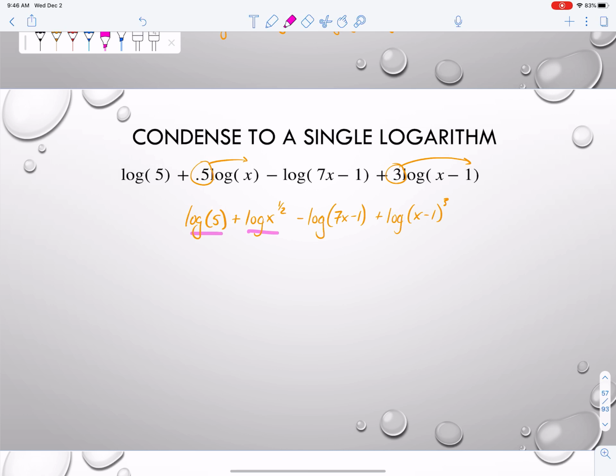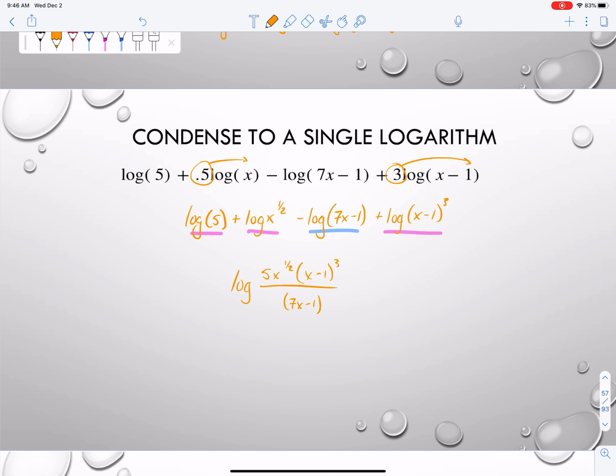Anything that's positive, I want to condense to my numerator. Anything that's negative is going to go to my denominator. So here I'm going to end up with log of 5x to the 1/2, or 5 square roots of x, times x minus 1 cubed, all divided by 7x minus 1. That is a single condensed log for this expression. It's big, it's messy, all right, but I can still condense it, possibly for the purpose of trying to solve something in the future.